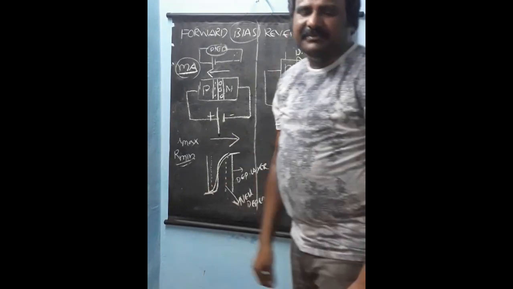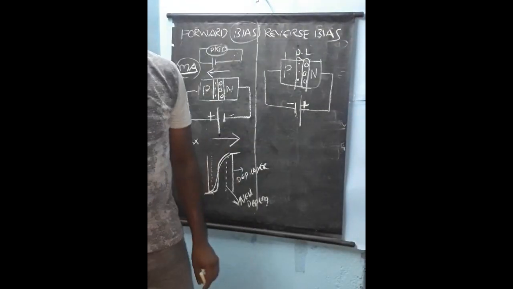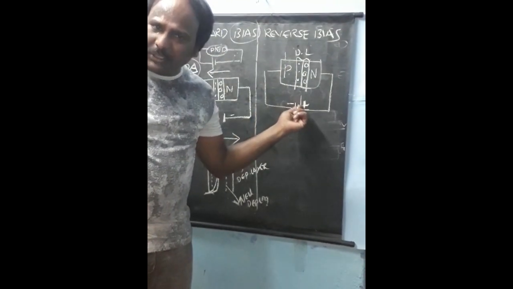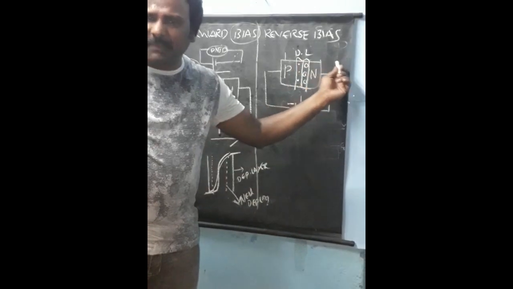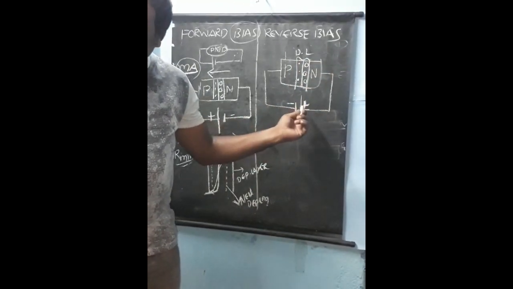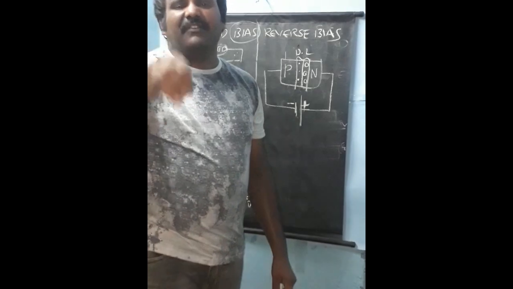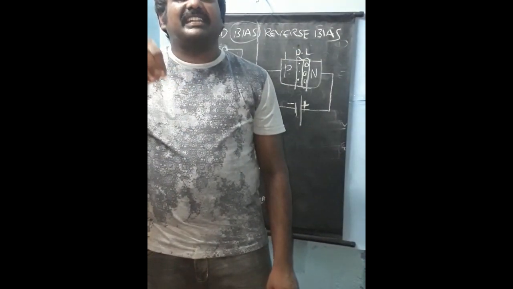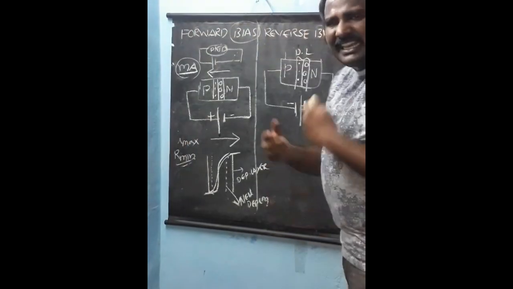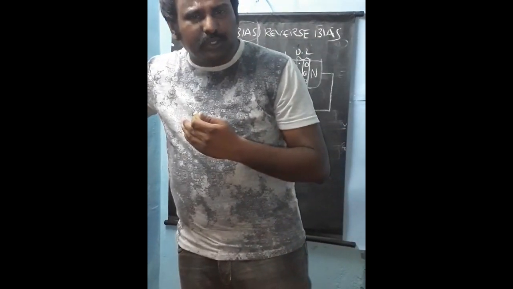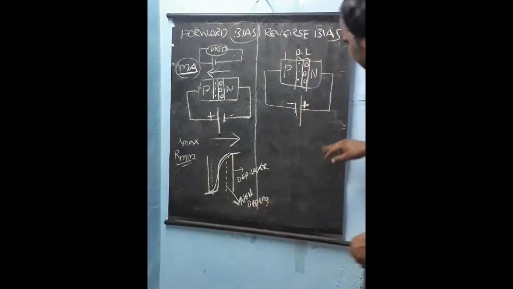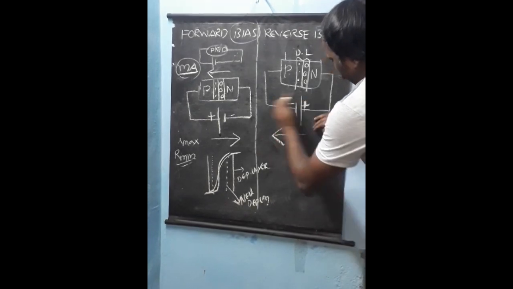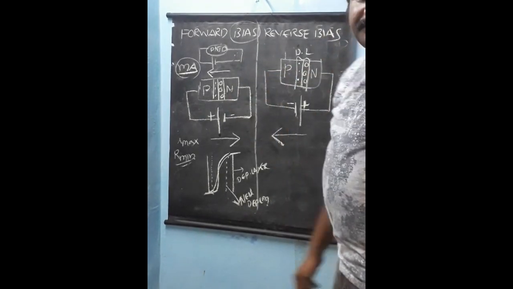So what does reverse bias mean? When P-type semiconductor is connected to the negative terminal and N-type semiconductor is connected to the positive terminal, it is called reverse bias. Now coming to the directions of electric field. See, the electric field direction will be from positive to negative. Look at the battery direction: this is positive, this is negative. So the direction will be from positive to negative.